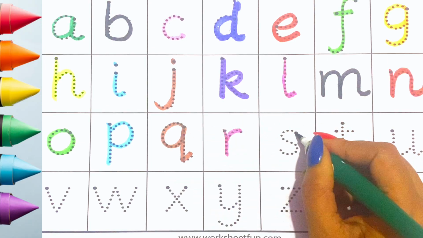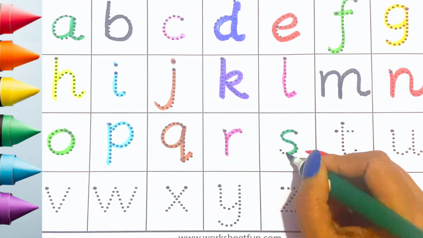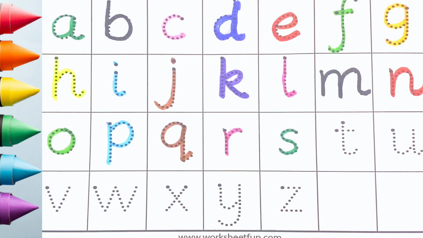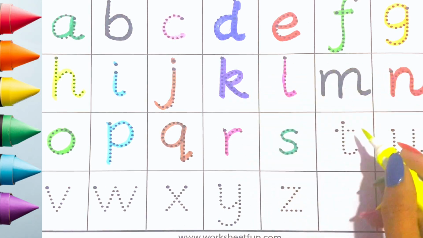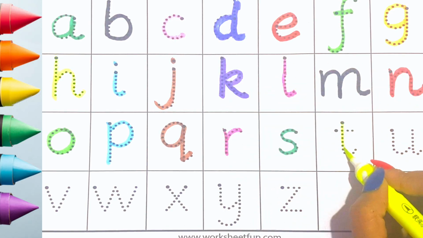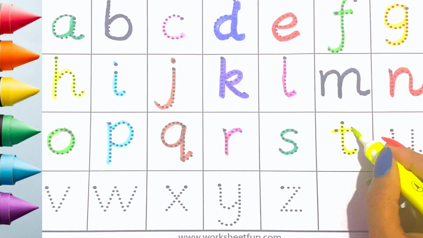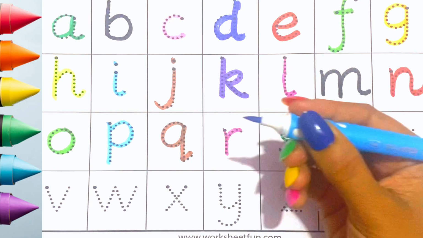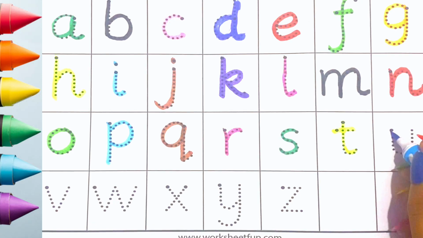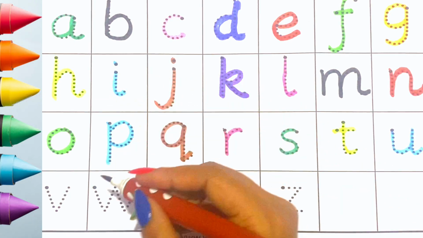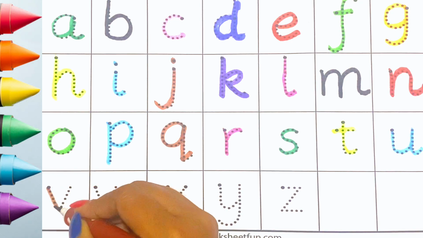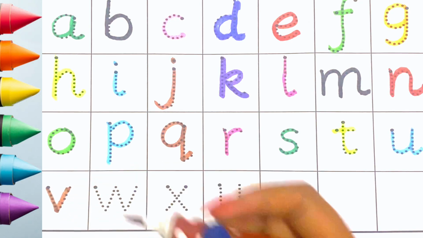Green color, S. S for ship. Yellow color, T. T for tiger. Blue color, U. U for umbrella. Brown color, V. V for van.